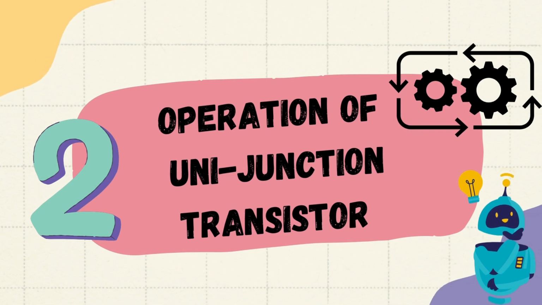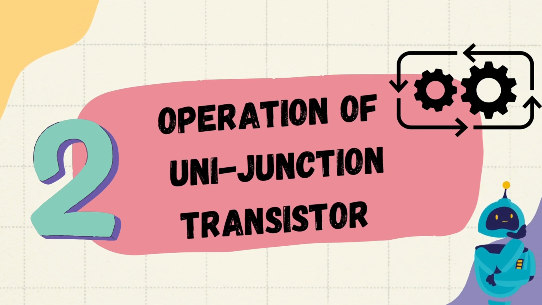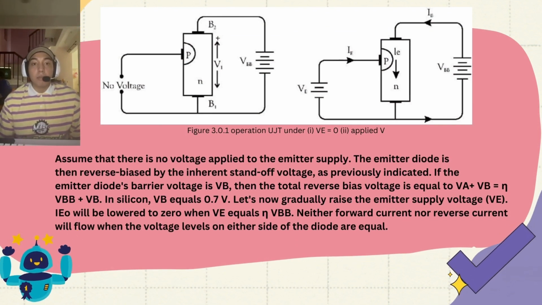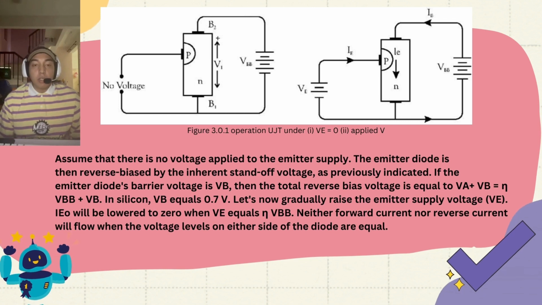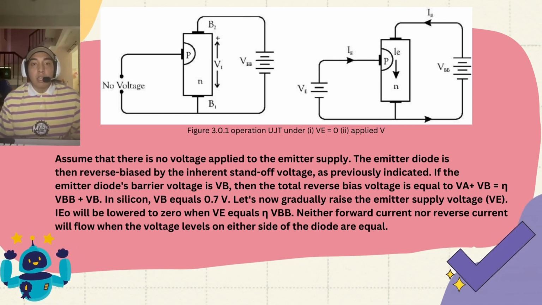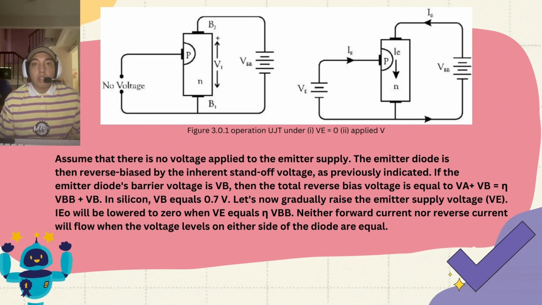Operation of Uni-junction Transistor. Assalamualaikum and hi, my name is Fizuan bin Muhammad Nizam. My matrix number is B08221462. My class is 3BET section 3/1. For today, I will explain about the operation of uni-junction transistor.